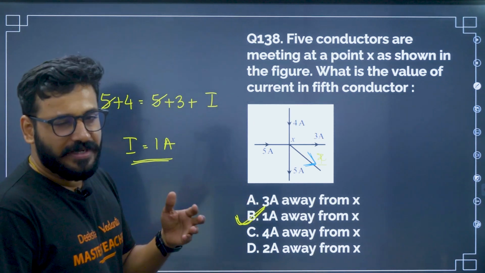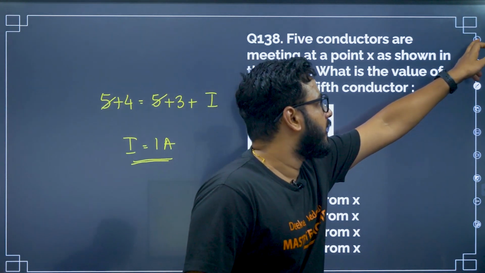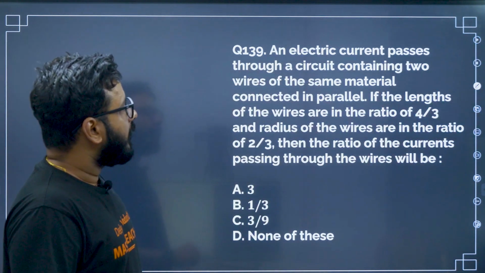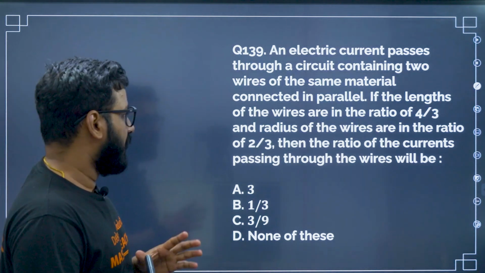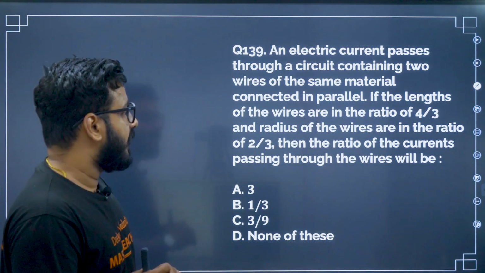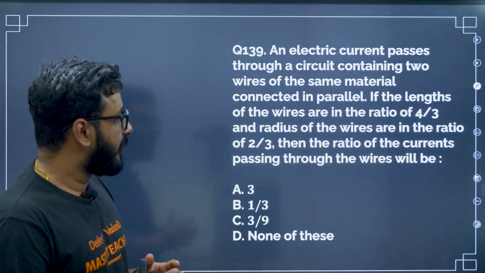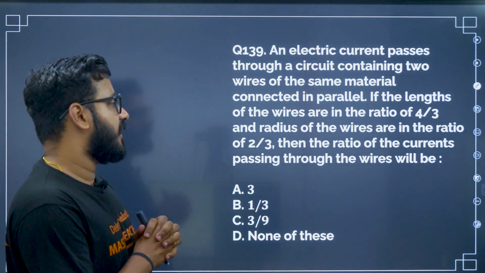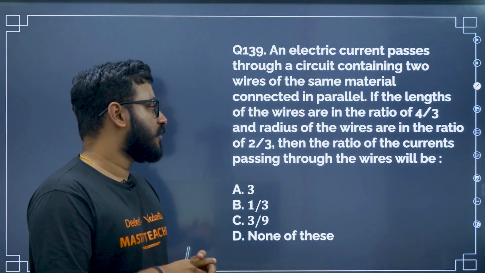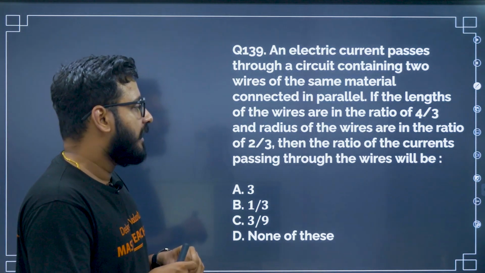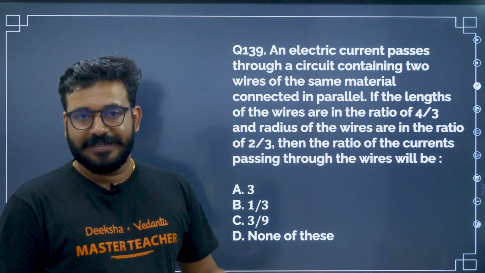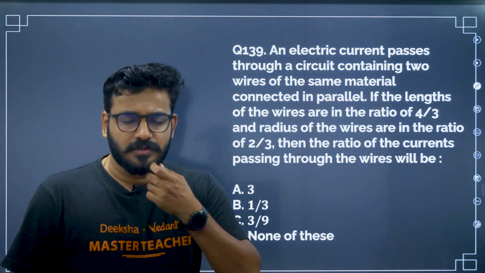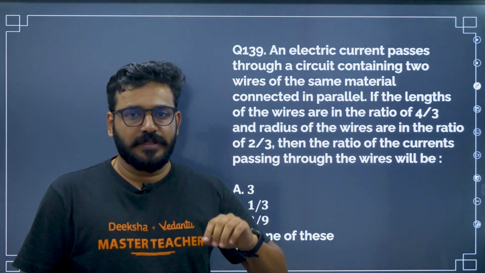Alright, so once again, very, very simple problem, very easily solvable, right? Look at the next problem. An electric current passes through a circuit containing two wires of the same material connected in parallel. If the lengths of the wires are in the ratio 4/3 and the radii of the wires are in the ratio 2/3, then the ratio of the current passing through the wires will be. So first of all, we have to find the ratio of the resistance. Then we can take the reciprocal, that is the ratio of the current.